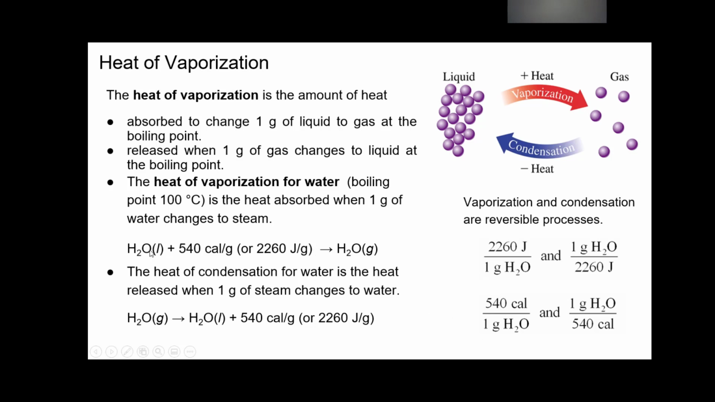If you look here, we have liquid water, and we add energy of 540 cals per gram, or 2260 joules per gram, and it produces gas. So enough energy goes in to create the gas form. The heat of condensation of water is the heat released. So in order for this to happen, we have to now remove that extra heat that allowed this to go into vapor, and we use it the other way, where we are now removing the heat, and that causes it to go back into a liquid.